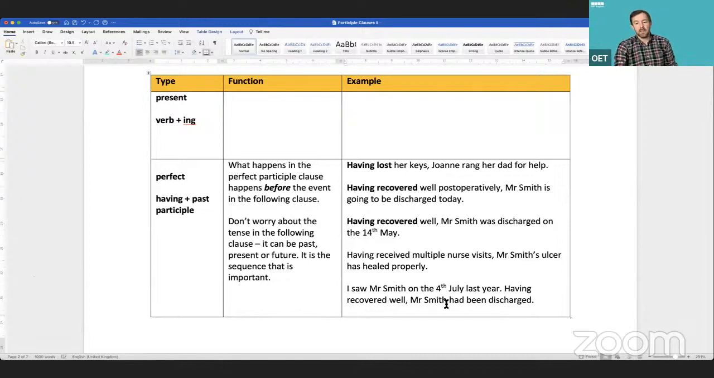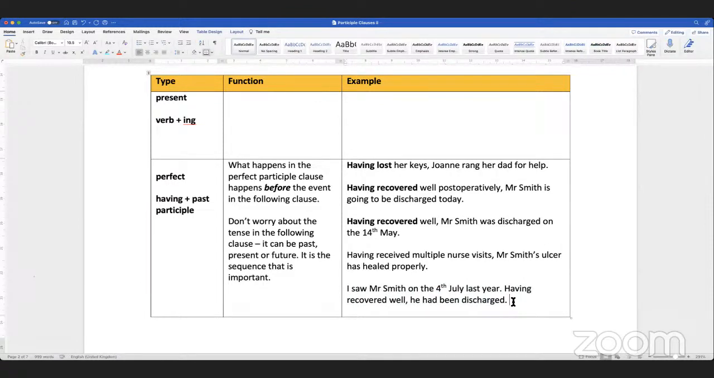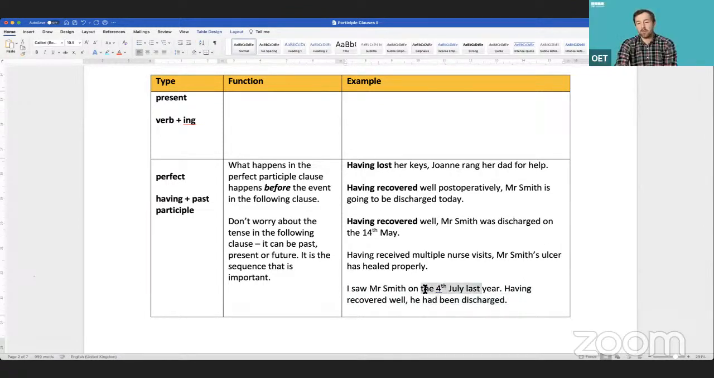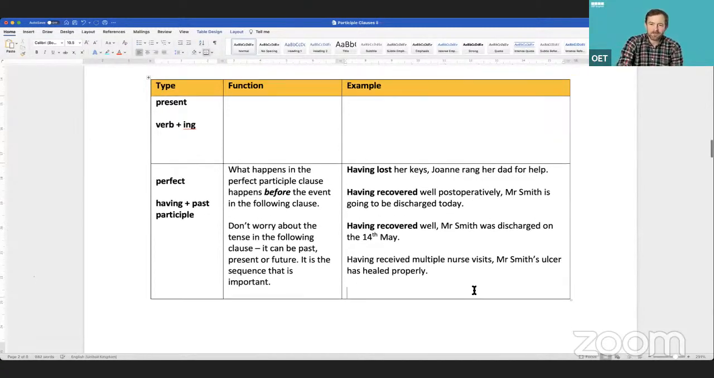Having recovered well, he had been discharged. Yeah, because what this is, it's not before the recovering well, it's before the 4th of July. So it is possible to do it, but you're probably not going to be doing that in OET. Yeah, so this past perfect is about the 4th of July. It's before the 4th of July. That's all. So I'm not going to include it because it's just a bit confusing.